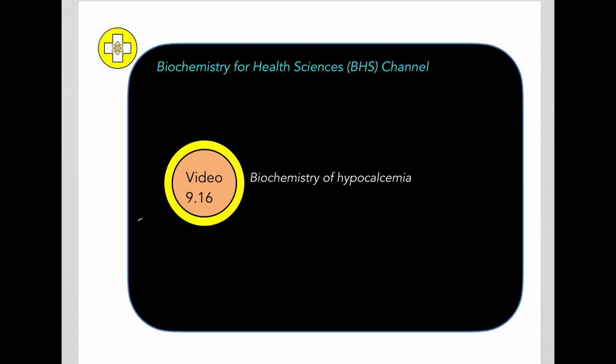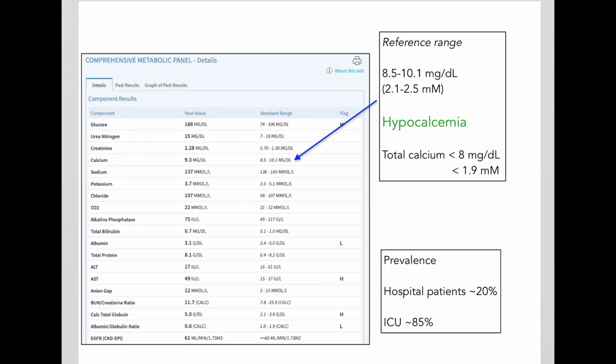In the last several videos, we discussed the biochemistry of calcium as well as hypercalcemia. In today's video, we'll discuss the biochemistry of hypocalcemia. Recall that the reference range for serum calcium is about 8.5 to about 10 milligrams per deciliter. That comes out to be about 2 to 2.5 millimolar.